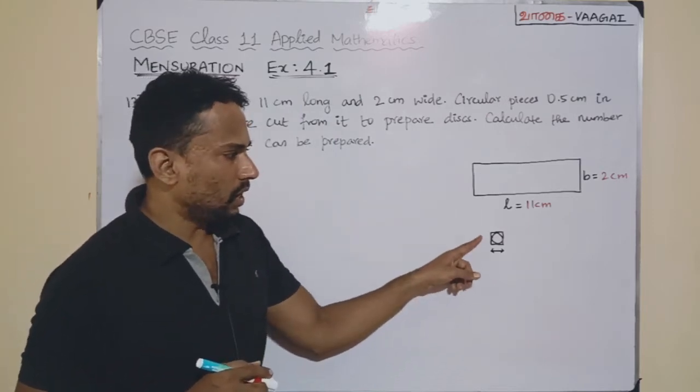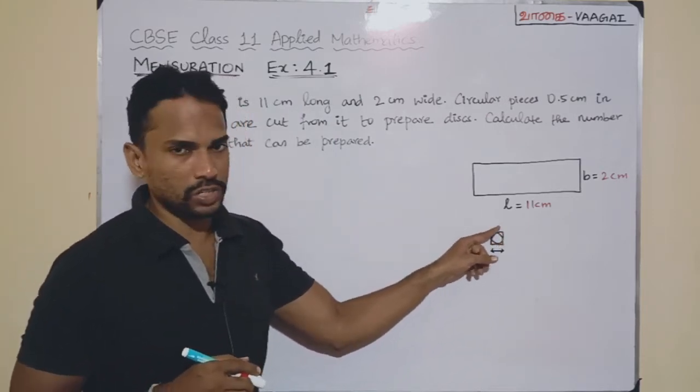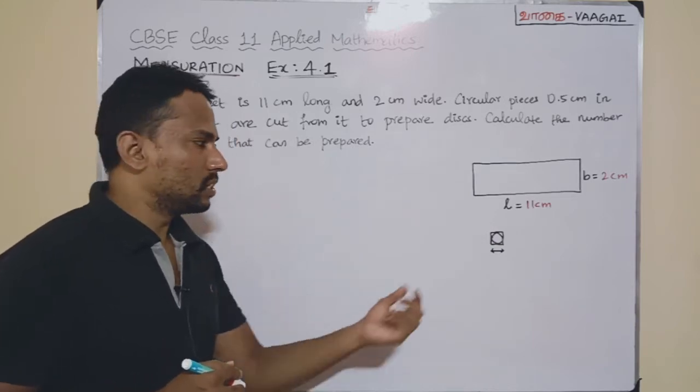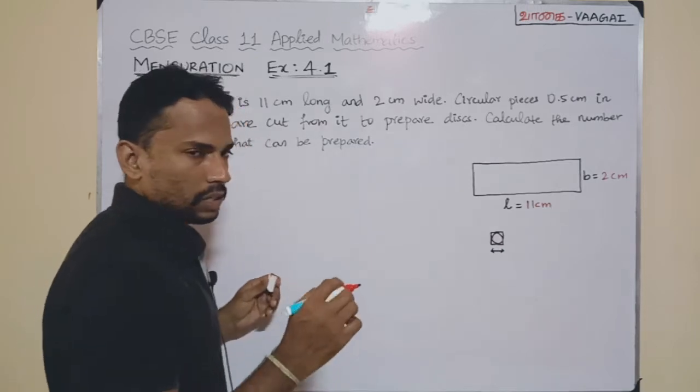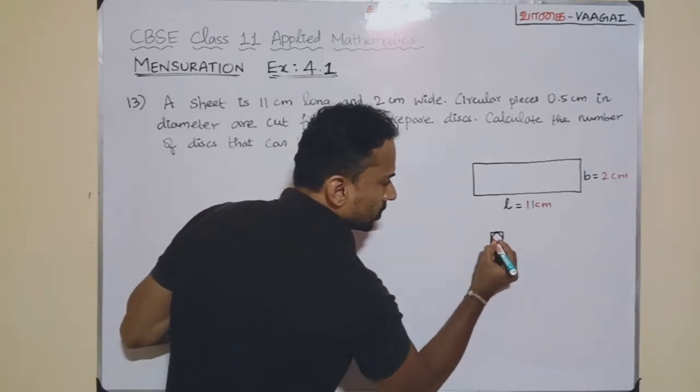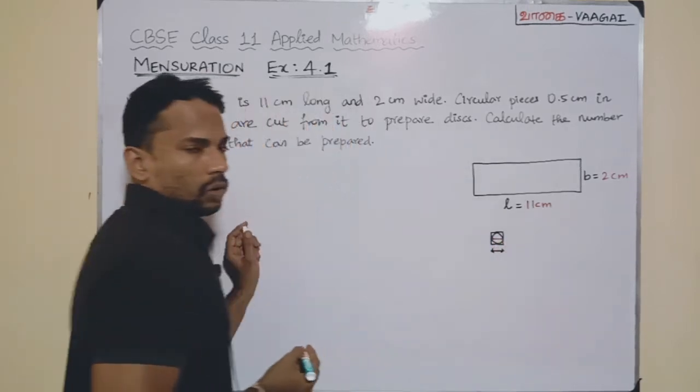Now look here, this is going to be the small circle shape, and the diameter of this circle is going to be 0.5 centimeters. So you know what the diameter of a circle is? Diameter means the width of this circle, end to end.